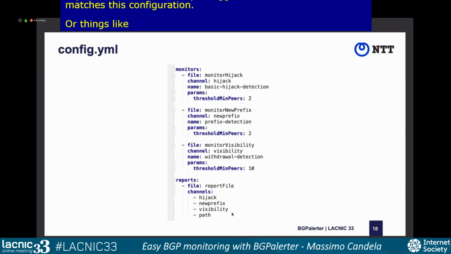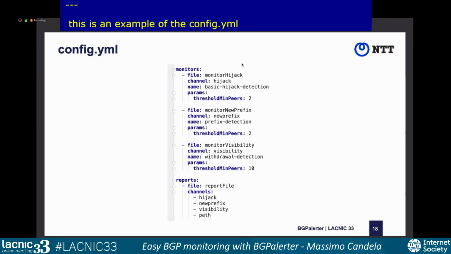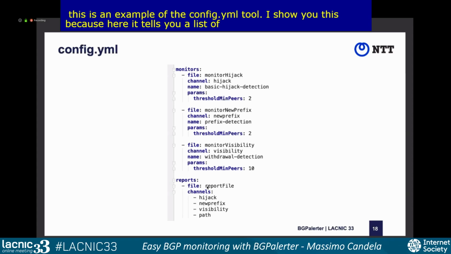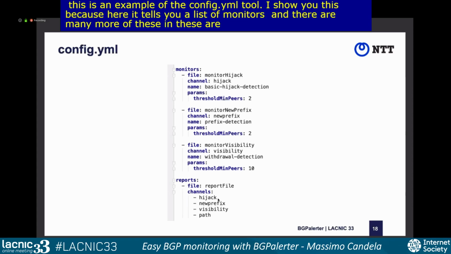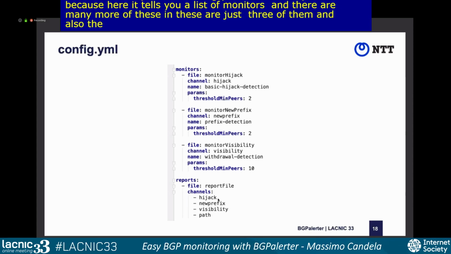This is instead the example of the config.yml that the tool generated. These are all things that are automatically generated by that process before. I show you this because here it tells you the list of monitors the tool is running. There are many more of these. These are just 3 of them. And also the report, so where the alerts will go. So if you go on this config file, there are parts of the config file that are commented out.